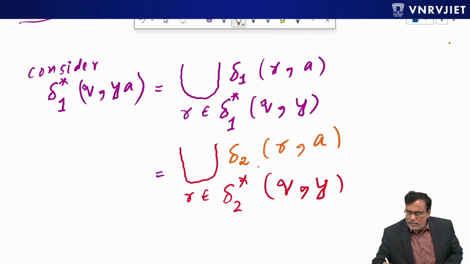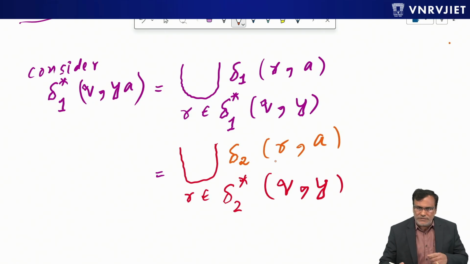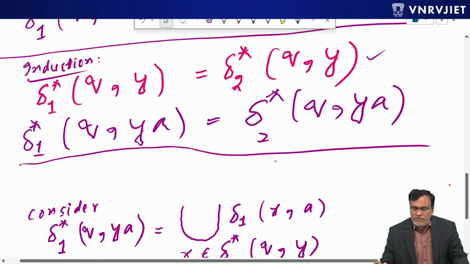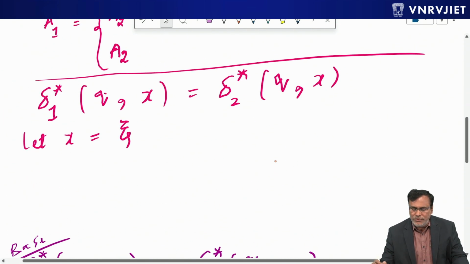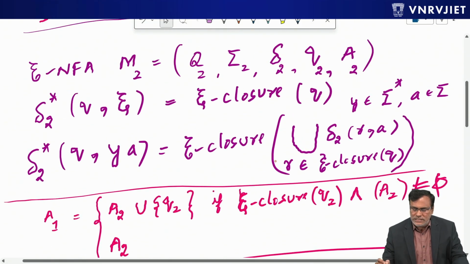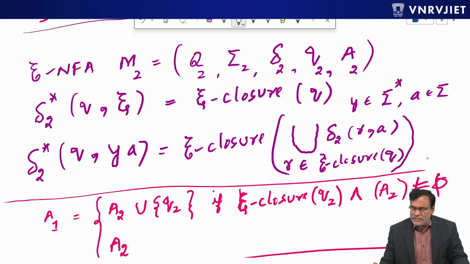This delta 2 is the transition function of this epsilon NFA, right? Delta 1 I am using for NFA. Delta 2 I am using for epsilon NFA. And you know the definition of epsilon NFA. In the definition of epsilon NFA I have written, you can just recall, this is what I have written here. Delta 2 star of QYA is equal to this, right?